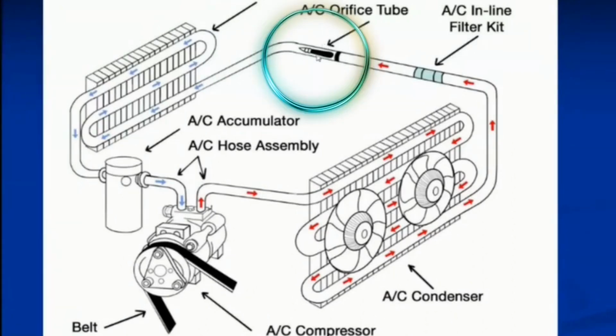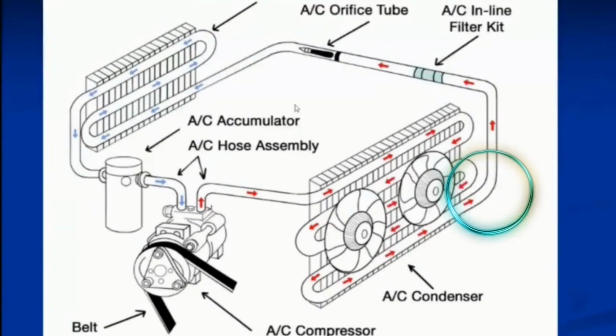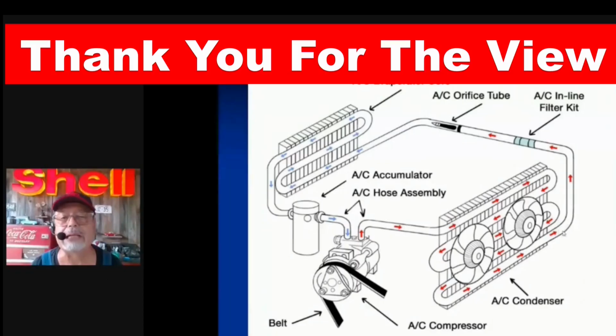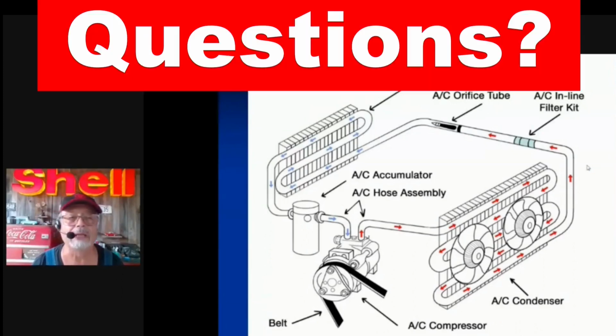Remember, the orifice tube can be located three different places. It could be at the end of the liquid line. It could be at the middle of the liquid line. It can actually be all the way at the beginning of the liquid line, way over here. Sometimes the tubes are there. Sometimes the tubes are kind of in the middle. Sometimes the tubes are at the end. This is a tube type refrigeration system.